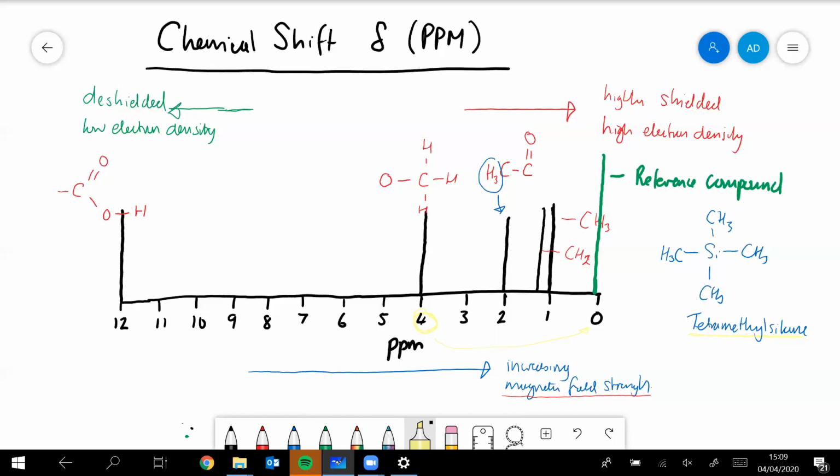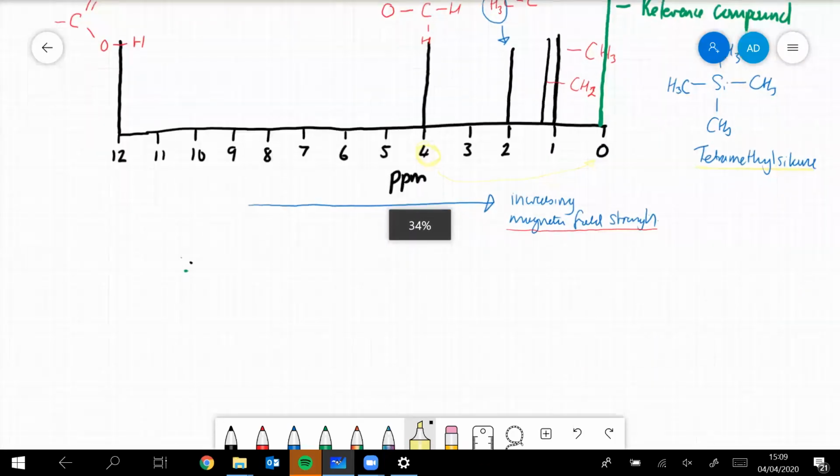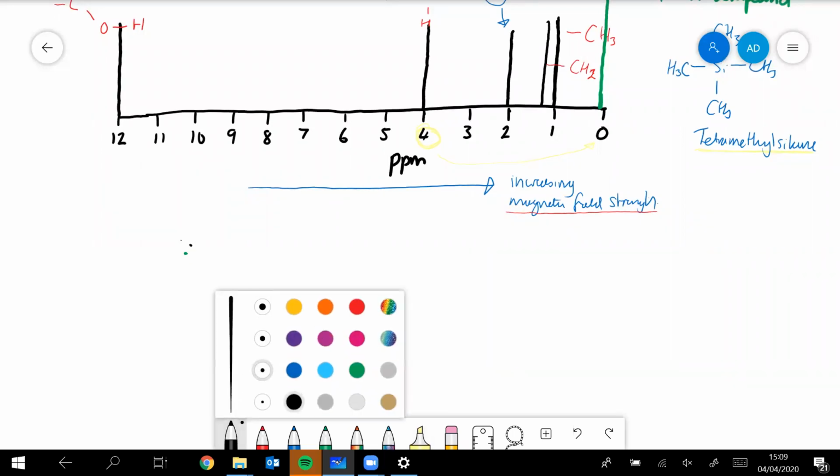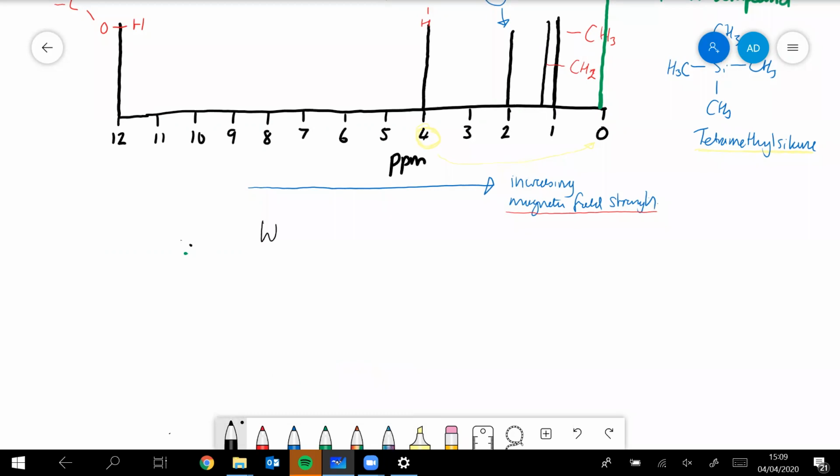Now, why do they use tetramethylsilane as a reference compound? Why do they use that? And this is a very common question in an exam for 2 or 3 marks. So let's have a look at that. So why tetramethylsilane as reference?